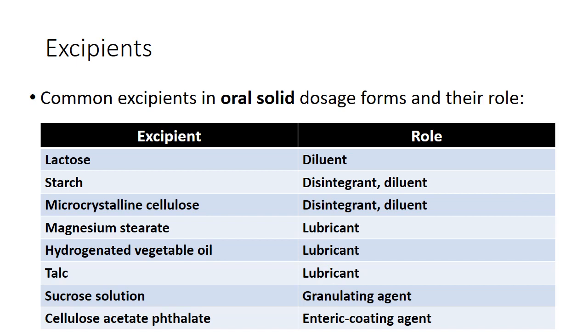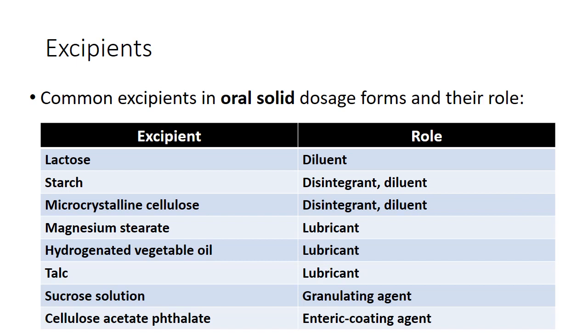Talc is a lubricant. And the lubricants, actually most times their purpose is in the manufacturing. Using blenders and grinders and things like that, having the lubricant there allows the machine to work better without getting blocked up. So lubricants are sometimes for the sake of the manufacturing and not so much related to the absorption in the body. Sucrose solution is going to help to granulate something, to make something into a granular form.